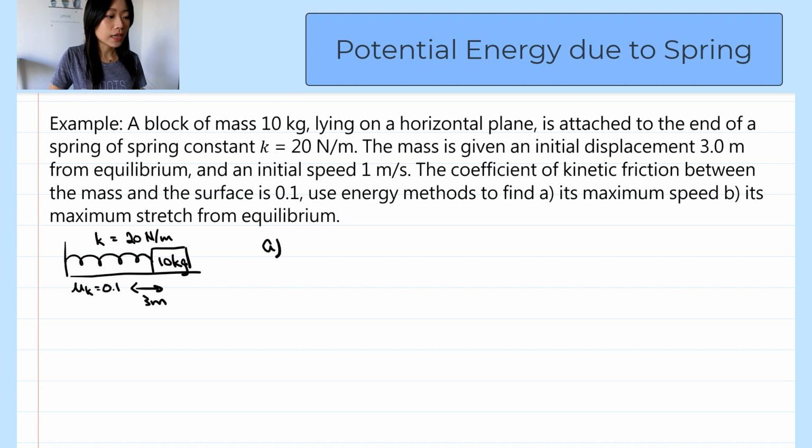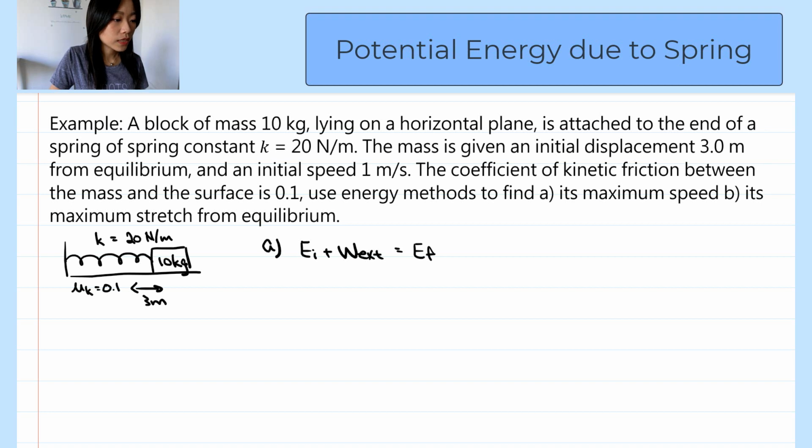So let's set the initial point as where the mass is released and the final point as the equilibrium point. So we have initial energy plus the work done equals the final energy.